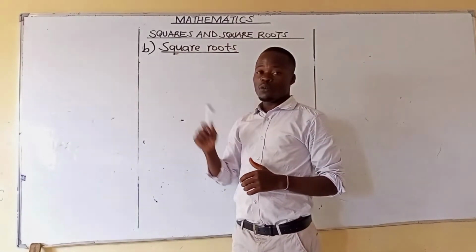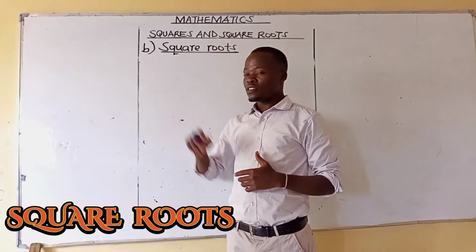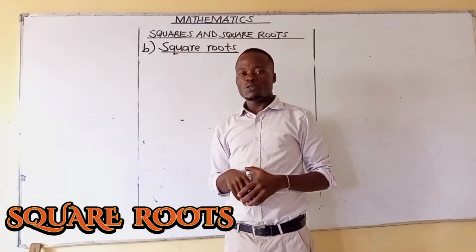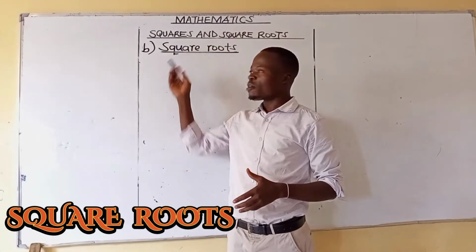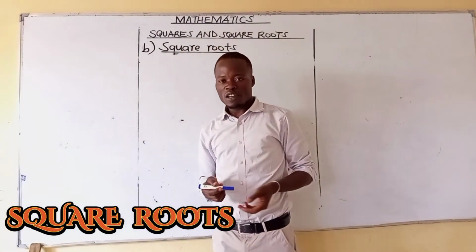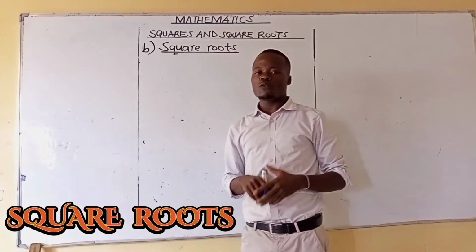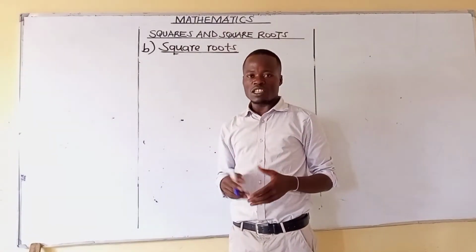So today we are going to look at the square roots of numbers. As we all know, previously we looked at the squares of numbers. Just to remind ourselves, we say that a square of a number is a number multiplied by itself. For example, if they ask you to get the square of 10, we were taking 10 times 10.